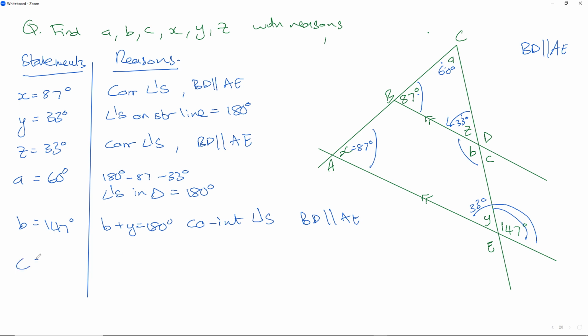All right, last one, C. Let's put this in here. So 147, C is 33. I'm going to use vertically opposite angles. So vertically opposite angles to angle Z, no parallel lines. And I'm just going to write that part there.